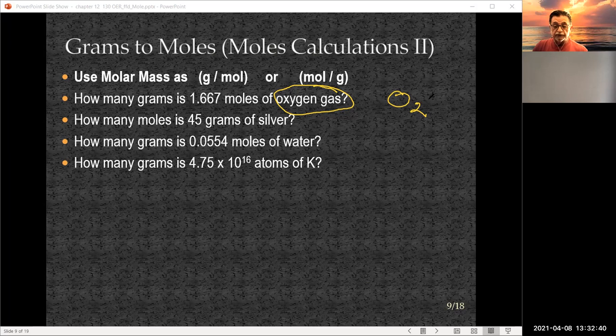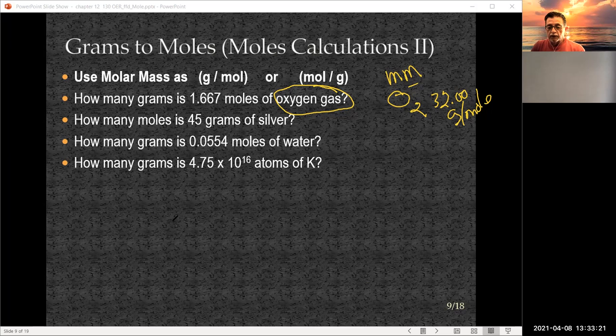Hydrogen by itself would imply just the hydrogen atom, one of them. Okay, so we're dealing with oxygen gas. What does that mean? That means I need to calculate the molar mass for oxygen gas. Well, each oxygen weighs 16 grams per mole, and there's two of them, so it's a total of 32.00 grams per mole. That's the molar mass of oxygen.